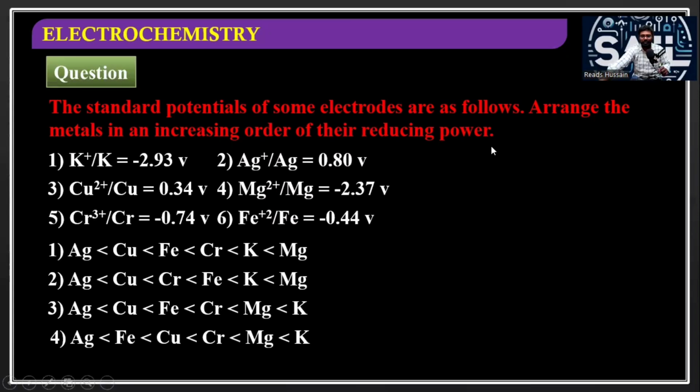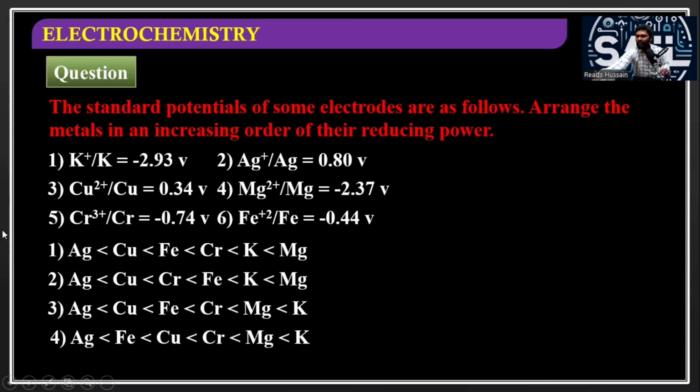Reducing power means reduction power. So here, what are these values? K plus to K means plus becomes neutral. This is the reduction potential of potassium, minus 2.93. Reduction potential of silver 0.80. Reduction potential of copper 0.34. Magnesium minus 2.37. And chromium minus 0.74. Iron minus 0.44 volts. Okay, these are the reduction potentials.